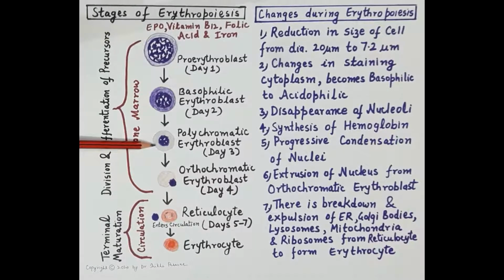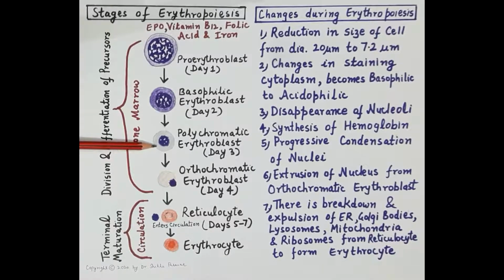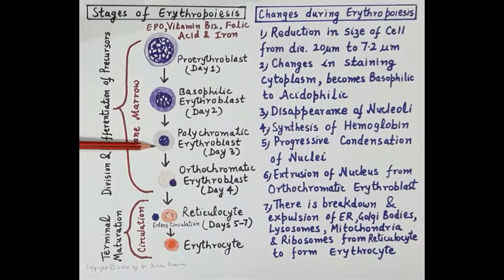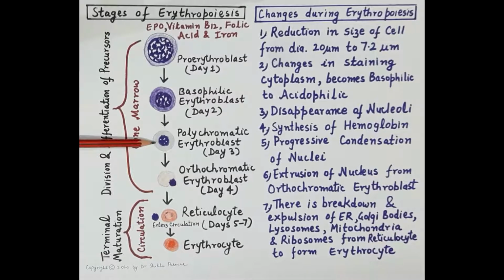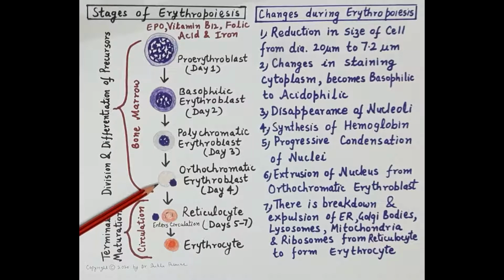Now, polychromatic refers to the cytoplasm. The cytoplasm is basophilic as well as acidophilic: basophilic due to the synthesis of RNA, and acidophilic due to the increased presence of hemoglobin, and hence the erythroblast is termed a polychromatic erythroblast. And further, as is clear from the diagram, there is reduction in the size of the cell, there is condensation of the nucleus, and the polychromatic erythroblast develops into the orthochromatic erythroblast.